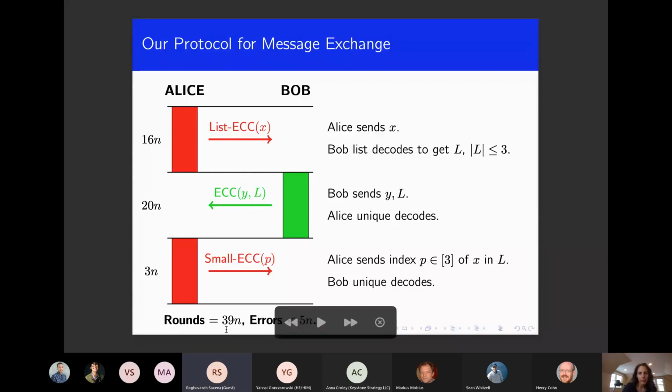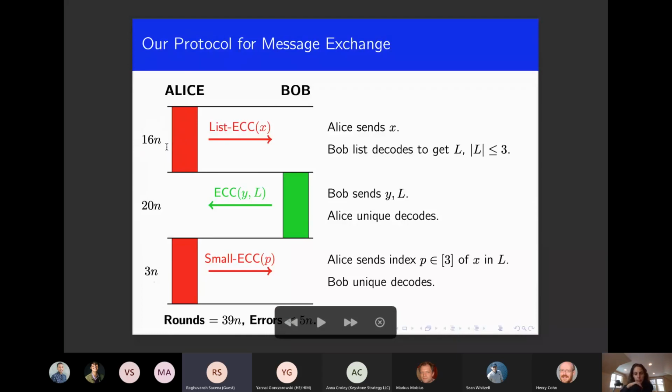We have 39n rounds. The error resilience that we want is 5/39. So the number of errors is less than 5n. And we divide these rounds into 3 stages. The exact lengths are 16n, 20n, and 3n. They add up to 39. And these numbers are chosen because you have some parameters for error correcting codes that you want to satisfy. So these are basically chosen to make the analysis work out. And I will try to explain why they are what they are.